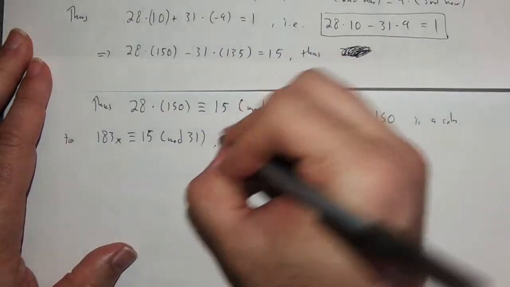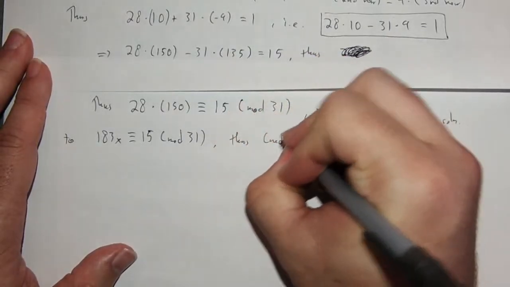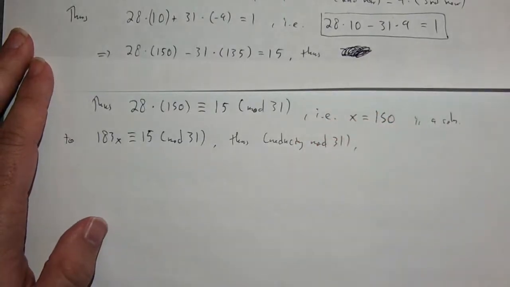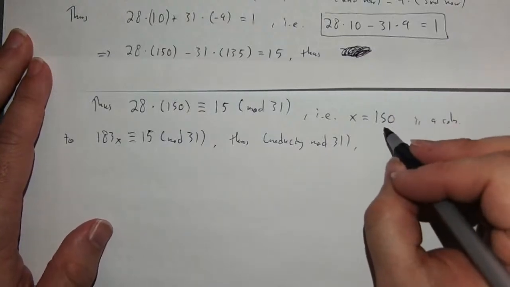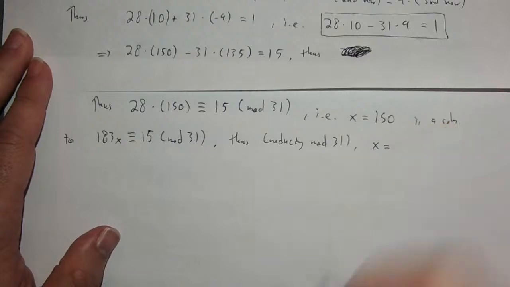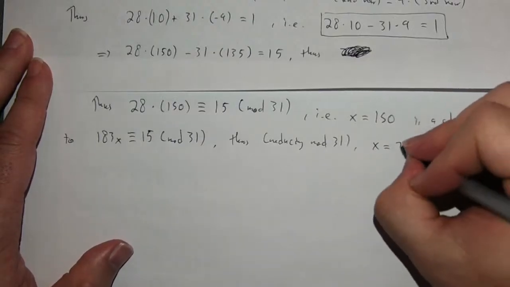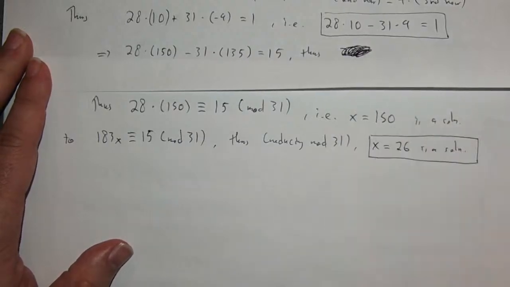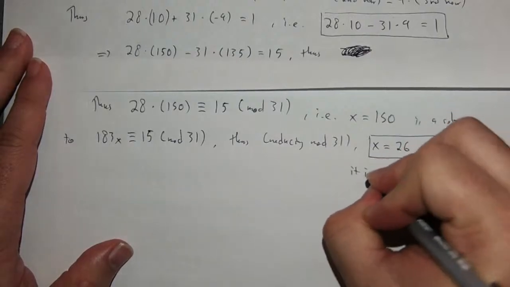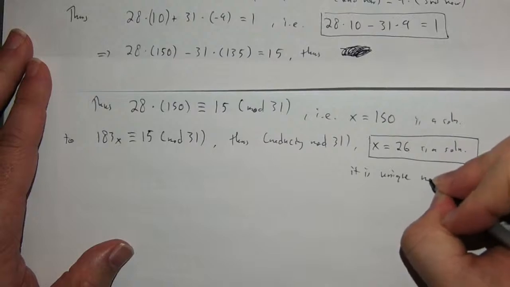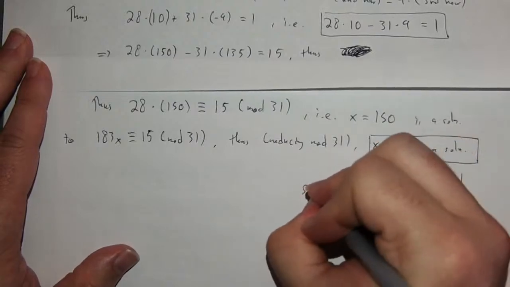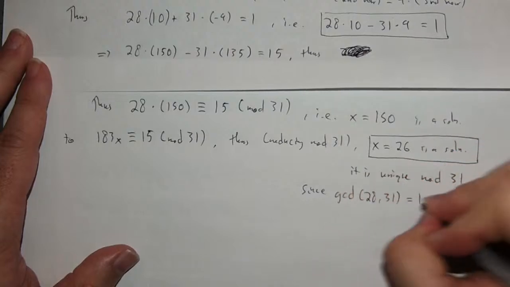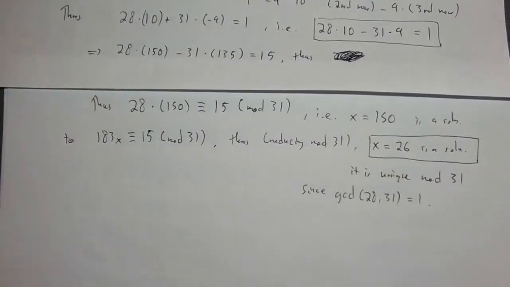Okay, thus, let's reduce mod 31. So reduce mod 31, you get 26. So x equals 26 is a solution. It's not just a solution, it is unique mod 31, since the GCD of 28 and 31 is 1. Okay.